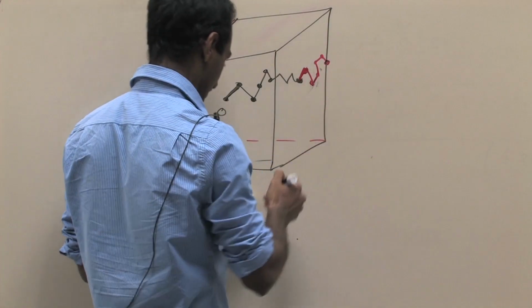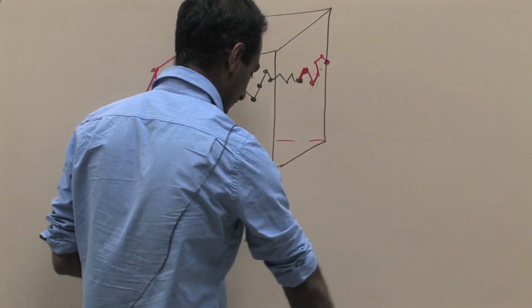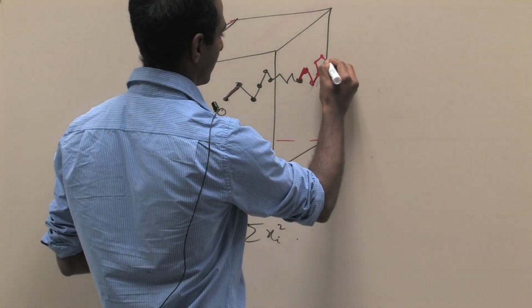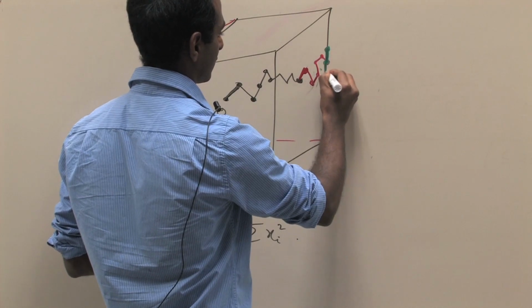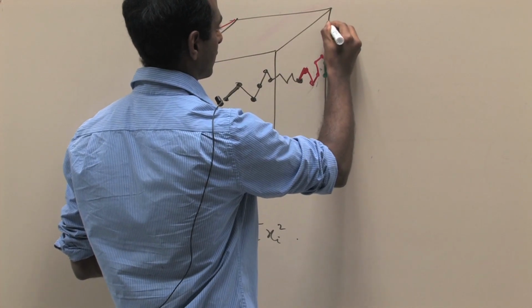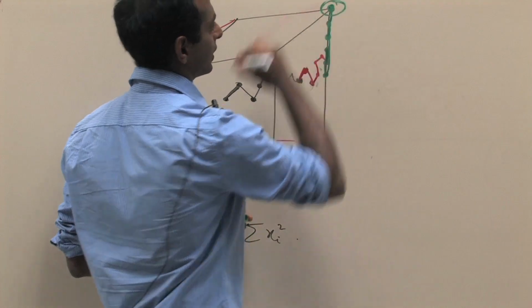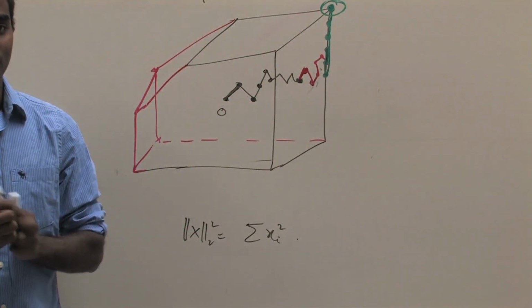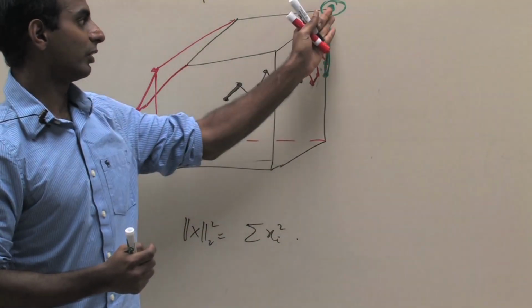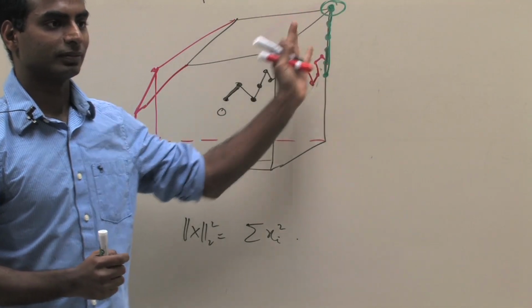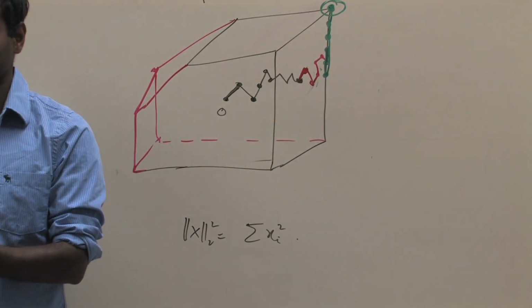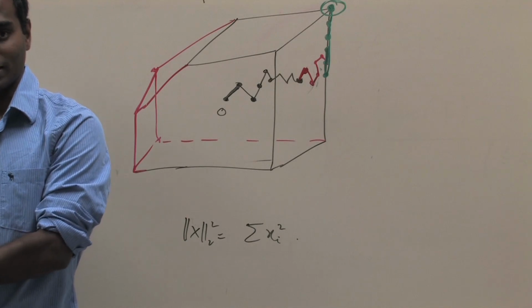Start here, go. Voila. So you repeat this process until you're here. Okay, so that's the algorithm. That is going to be the algorithm.